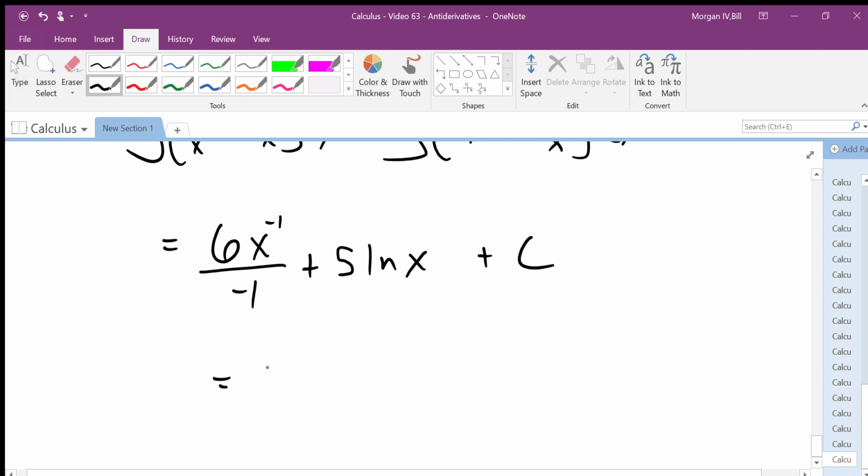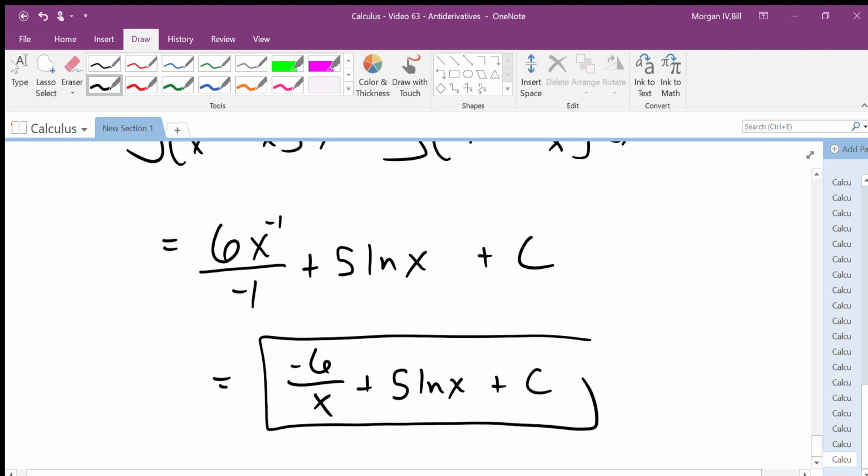With a final answer here of -6 over x, right, the x to -1 down to the bottom there, plus 5 natural log of x plus c. And that is the antiderivative. I've lost my absolute values. There we go. Plus 5 natural log of the absolute value of x plus c. That is my antiderivative.